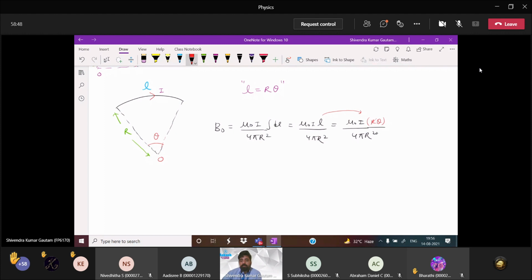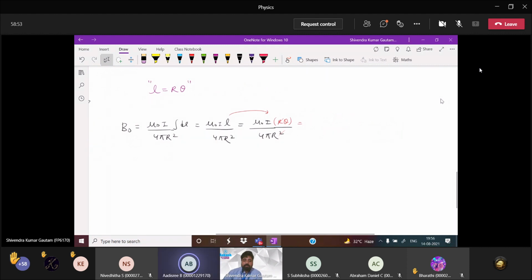Now see, one r cancelled out. What value will you get here? Mu naught I theta divided by 4 pi r. A little bit we will arrange this. Can I break it like this, 2r into 2 pi? Yes. And in the numerator, what can I write? Theta.